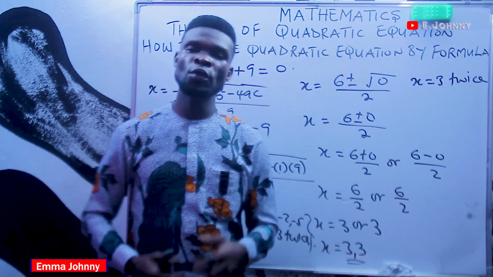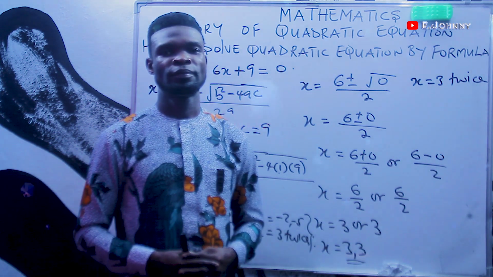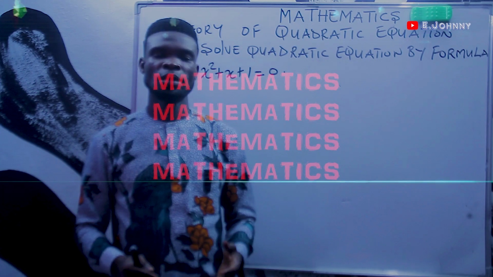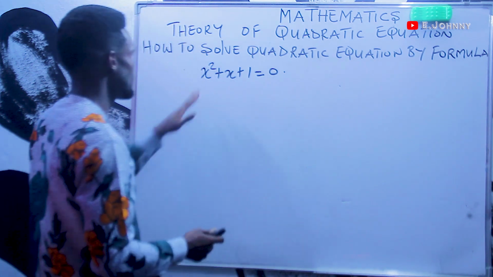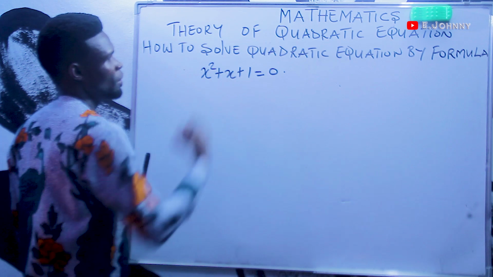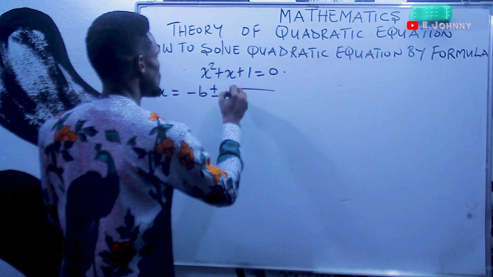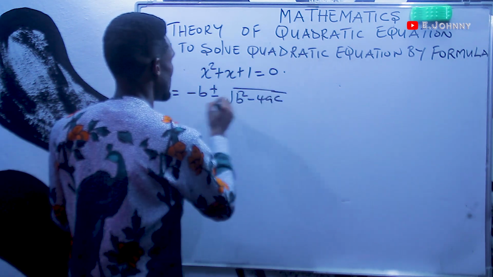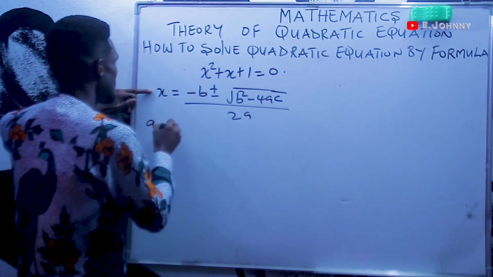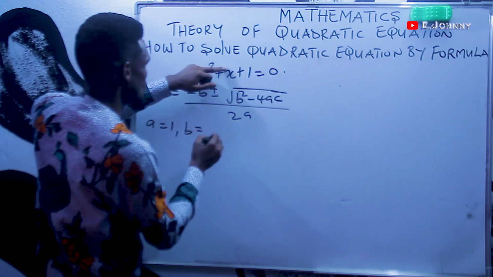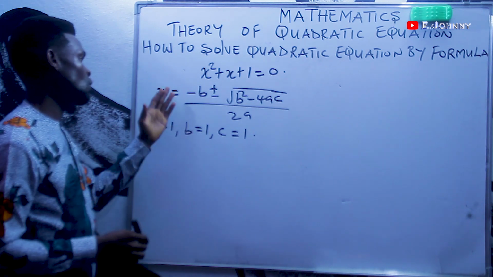So I'm going to give us one more example to really make us understand what I mean. Okay, so this is the third example we are going to look at. Now, if you look at this, we are still using the quadratic formula: x equals minus b plus or minus square root of b squared minus 4ac, all over 2a. Okay? So you can agree with me that a is 1, b is 1, and c is 1. So let's substitute them into the formula.